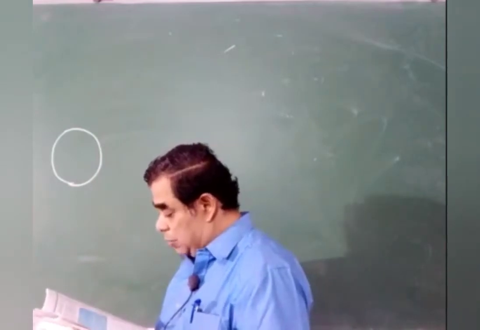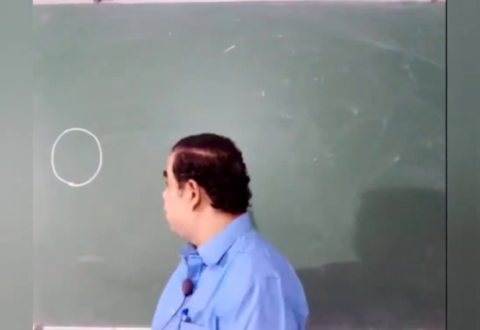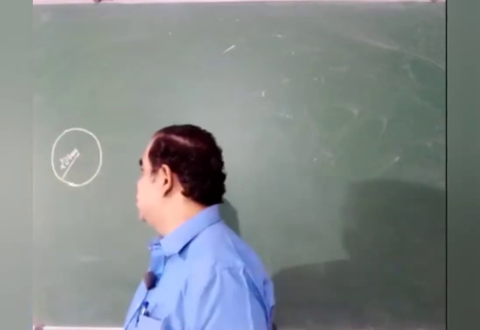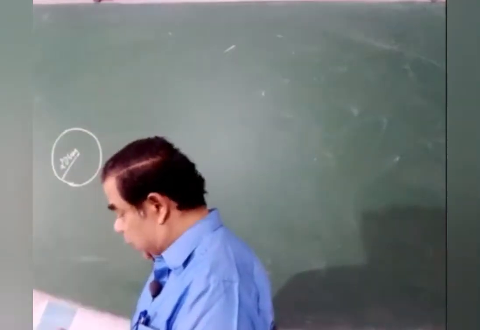What else is given? The radius of the flywheel is given as 20 centimeter. This is also the figure given in the text. The mass of the flywheel is 20 kg. We write mass of the flywheel, 20 kg.